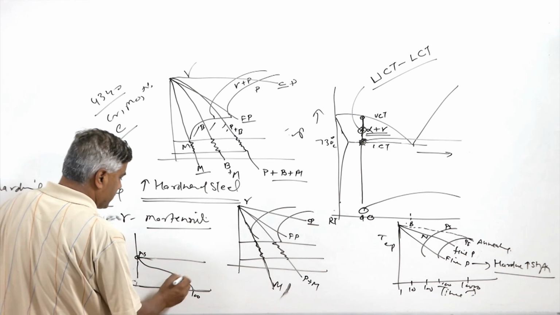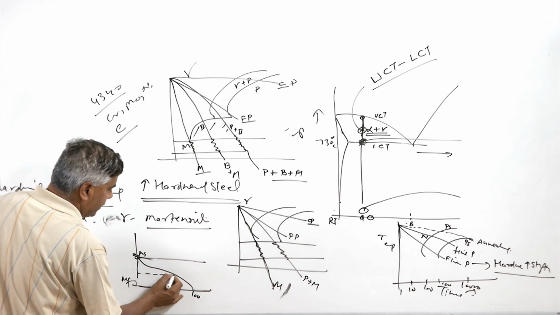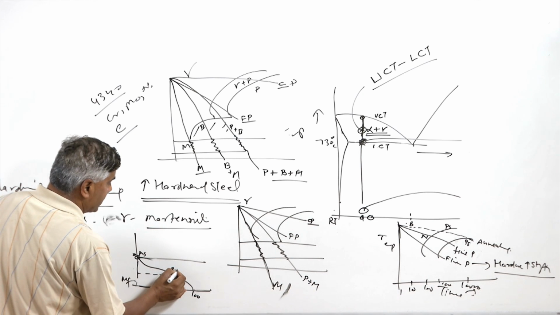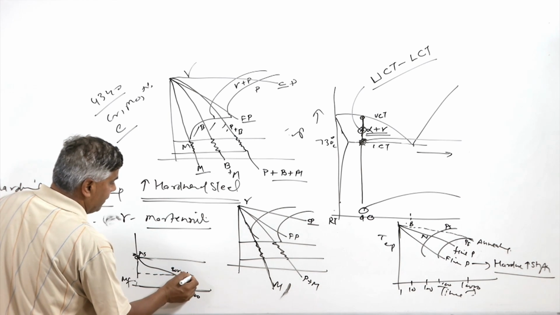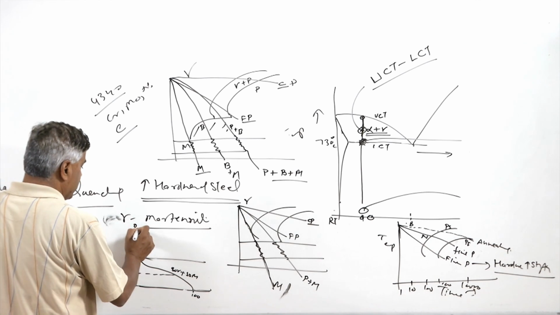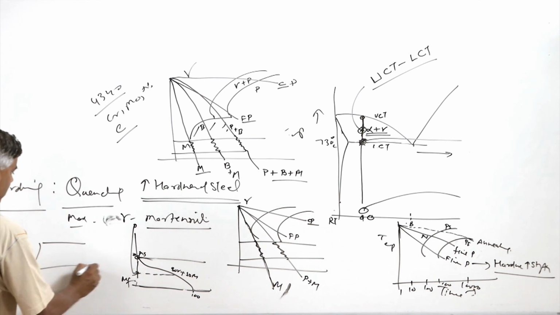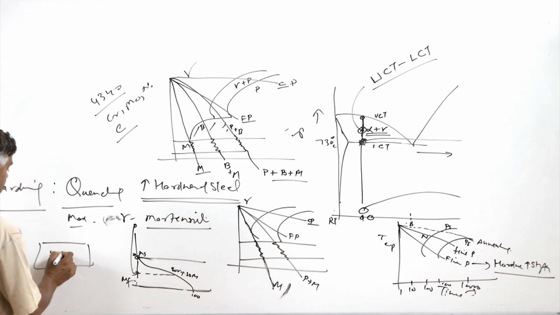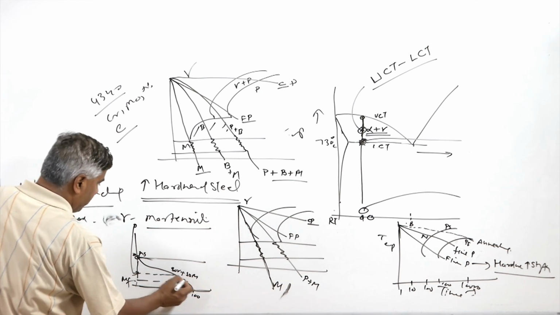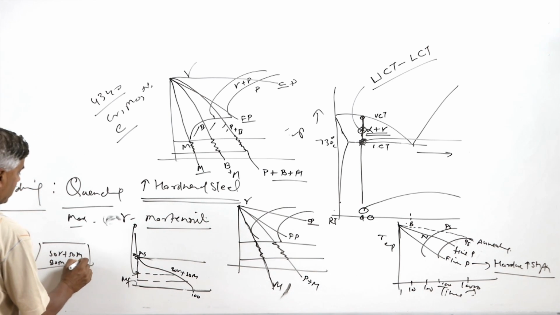So this is 100% martensite and this is 0% martensite, and in between we will have, say, the 50% austenite plus 50% martensite line. So if the quenching is done from the austenitic temperature to this temperature, then the steel will have a composition like 50% austenite and 50% martensite. If it is lower, then the percentage of the martensite may be 80 and 20% of the austenite.